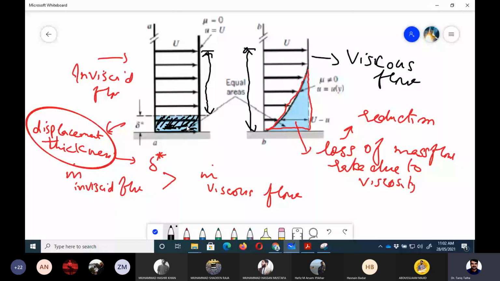So that is kind of an integral property. So integral property is always better than a single value, which was the case when we were talking about boundary layer thickness, which was defined by delta, boundary layer thickness. Okay, so that is the definition of displacement thickness.